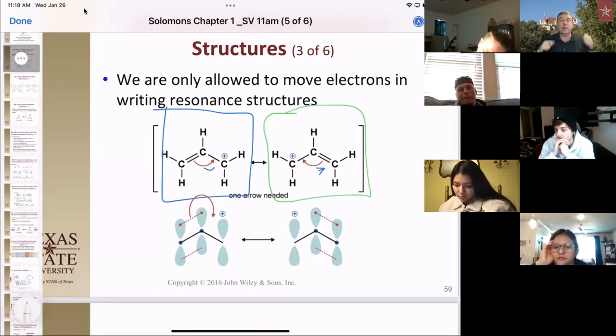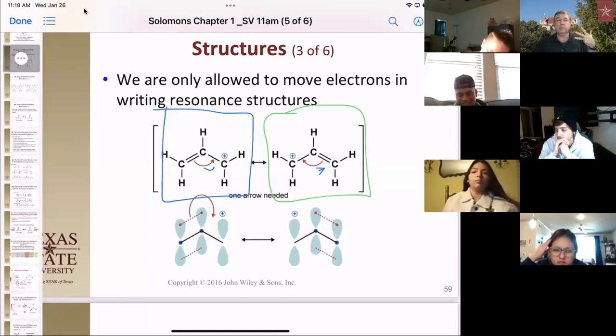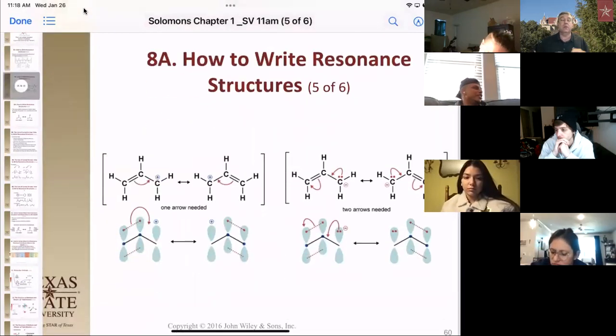Okay, see how we didn't move atoms, we only moved electrons, and we had the same charge in both of those systems. And we did not break any sigma bonds, any of those single bonds. All right, questions on that? Okay, so we can write those with negative charges or positive charges or no charges. It all depends on where you're moving the electrons.